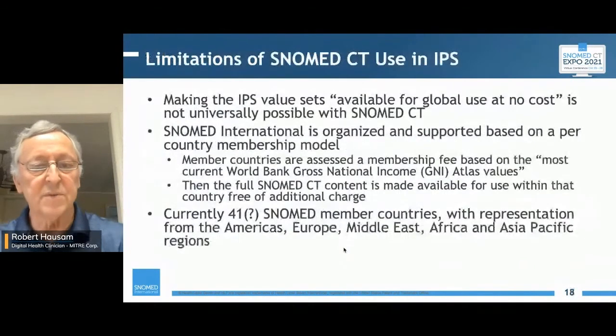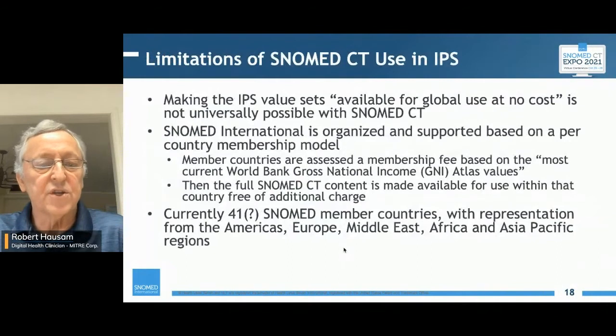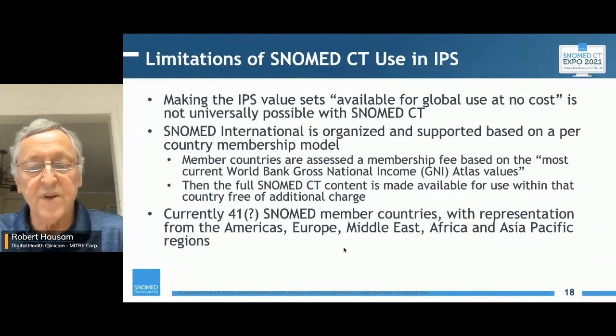But there are some limitations for using SNOMED CT in the IPS. And the key principle that I mentioned about making the IPS value sets available for global use at no cost is not universally possible with SNOMED CT, because SNOMED, as I'm sure you all know, is organized and supported based on a per country membership model. The member countries are assessed a membership fee, and that's based on the current World Bank gross national income values. And then SNOMED CT content is made available for use within that country free of additional charges.